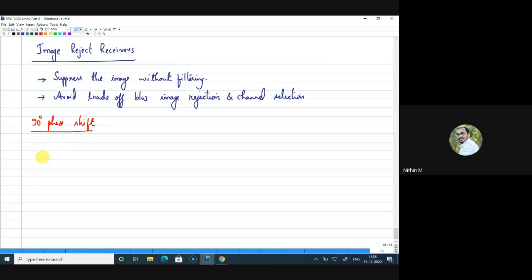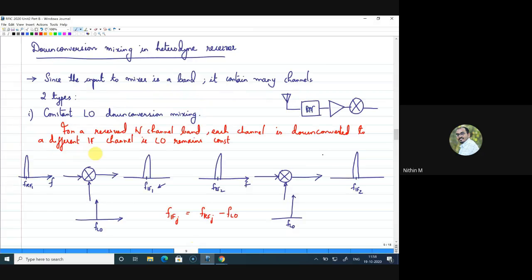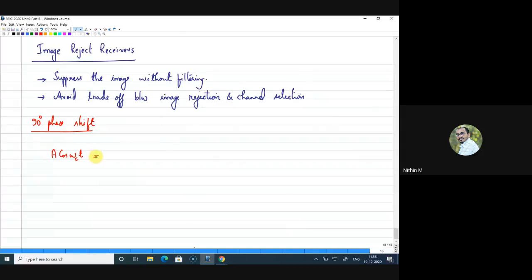So how to understand this 90-degree phase shift operation? Say for example, I'll take a cosine wave, say A cos ωct, which is at a frequency of ωc, angular frequency. Now how will I represent this A cos ωct?